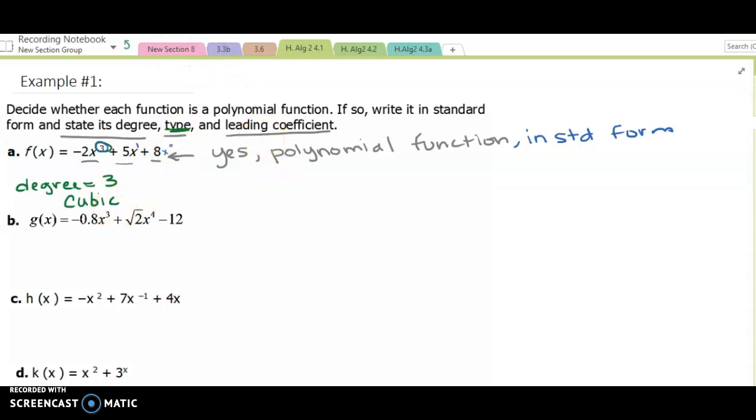And the leading coefficient. The leading coefficient, guys, is the coefficient in front of the highest power. So the leading coefficient here is a -2.